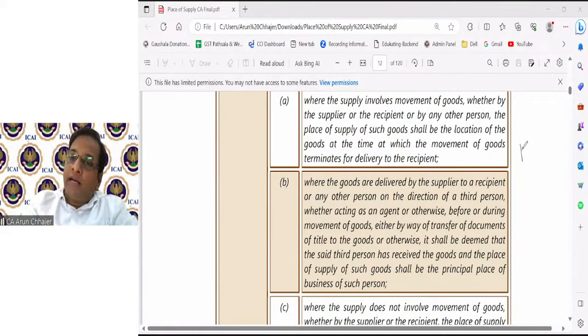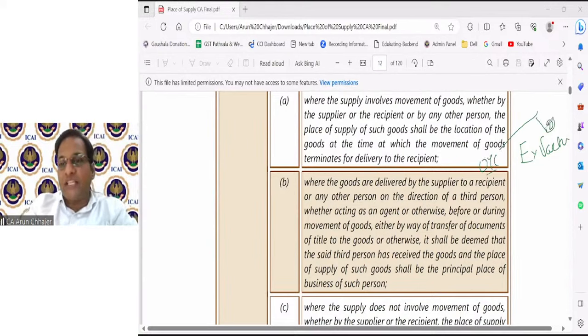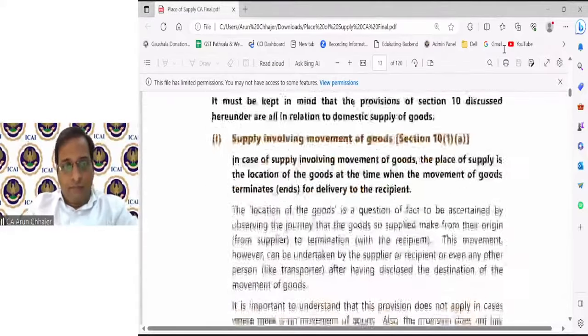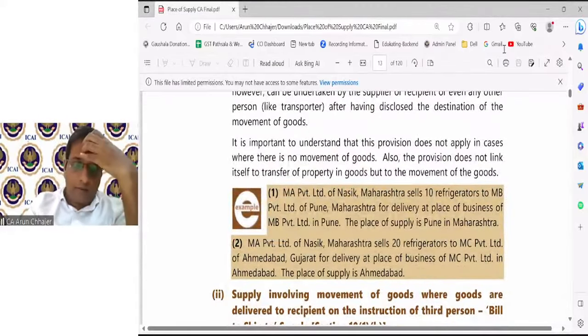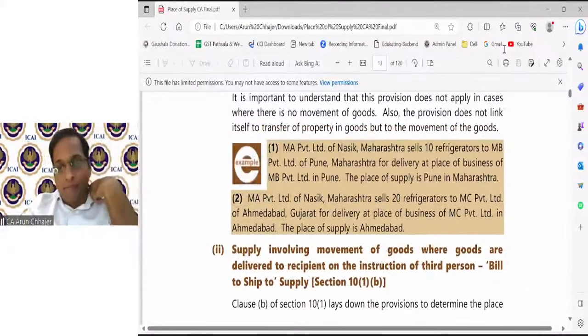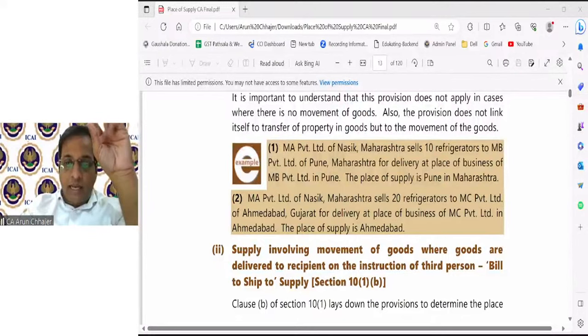Second, the same problem was in case of ex-factory. I was saying two problems. One is over-the-counter sale and the second problem is ex-factory sale. Same problem, because the supplier is saying that the delivery terminates at my counter or at my factory, so I will charge CGST plus SGST. Is it clear? Any question you may ask? Once I'm going to discuss that bill to ship to model separately.